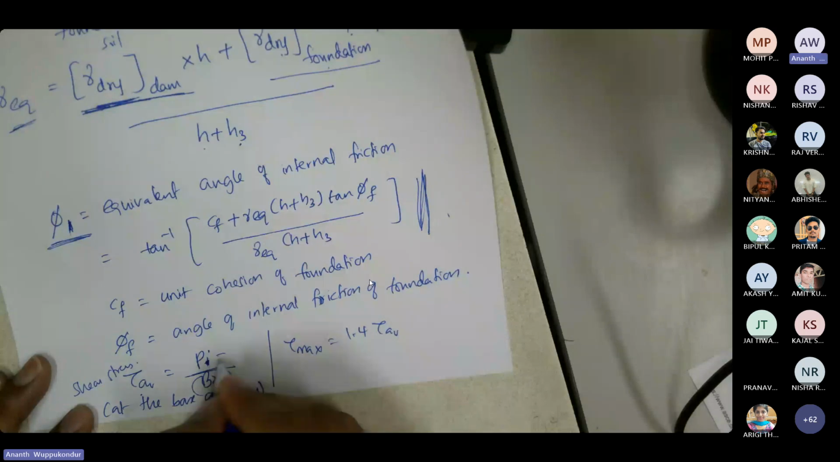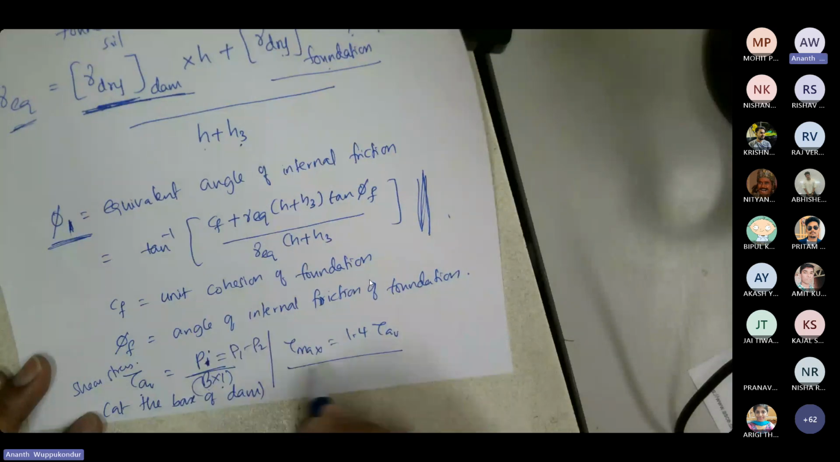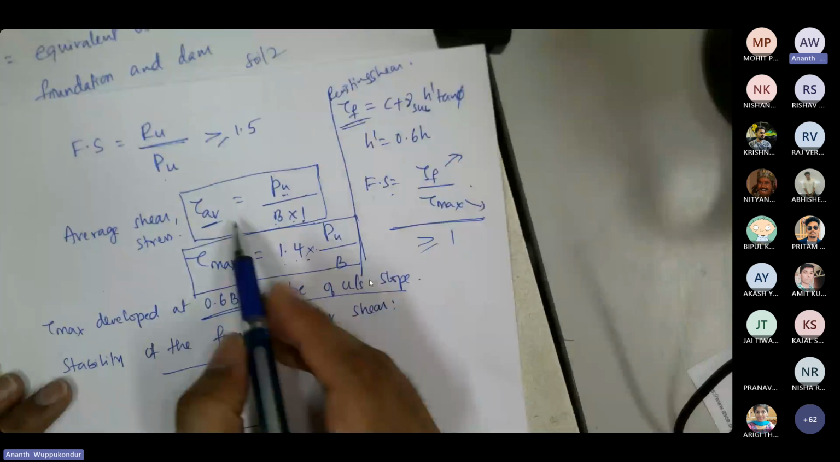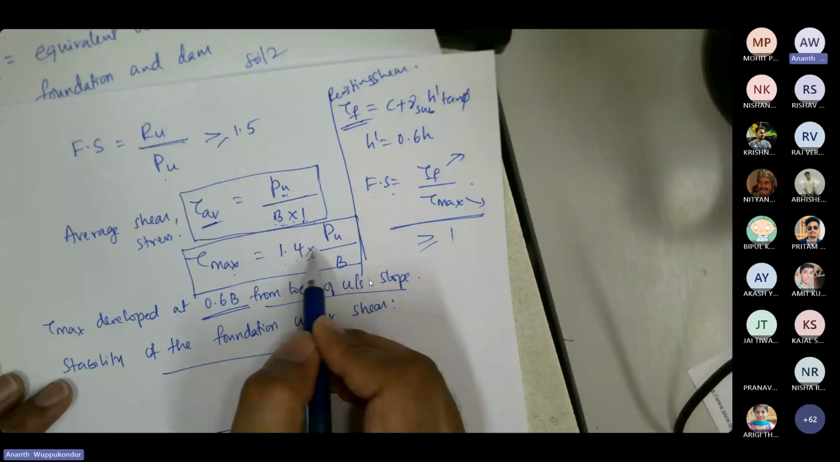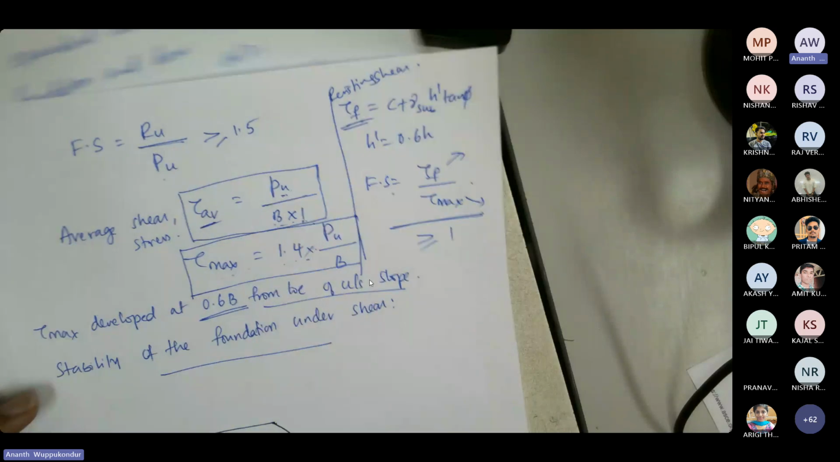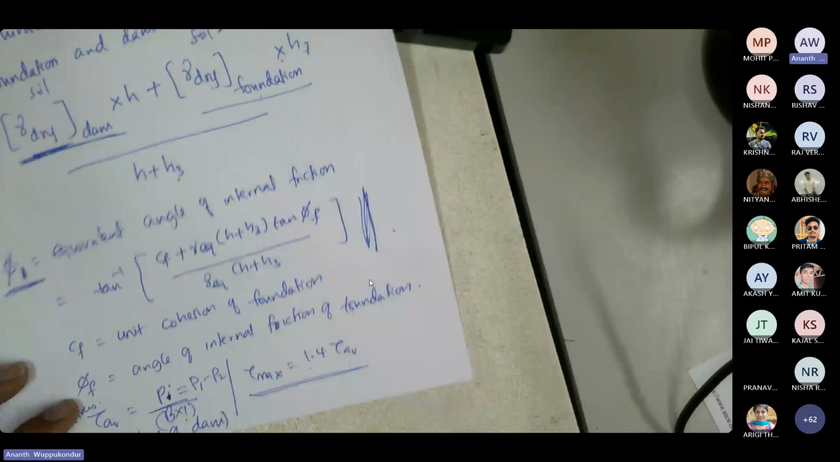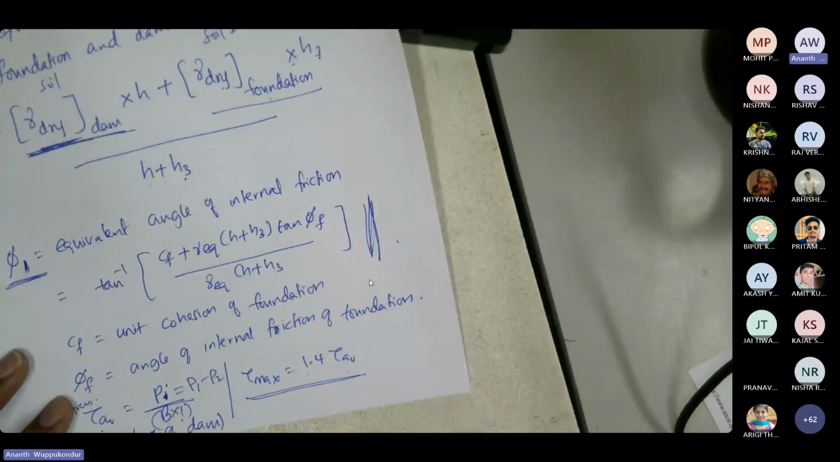And the maximum shear stress is 1.4 times the average shear stress. So we did this earlier. Earlier we calculated tau average as Pu by B times 1, and then tau max is 1.4 times Pu by B. So we are repeating the same thing to calculate the average shear stress and the maximum shear stress.